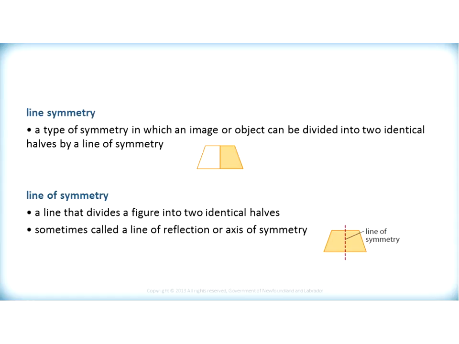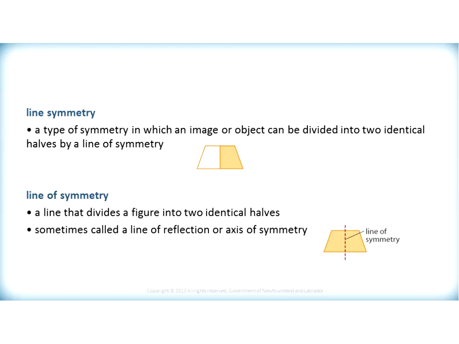So a couple of definitions to start. The first is line symmetry. Line symmetry is a type of symmetry in which an image or object can be divided into two identical halves by a line of symmetry. It's basically a mirror going down through the middle of an object.